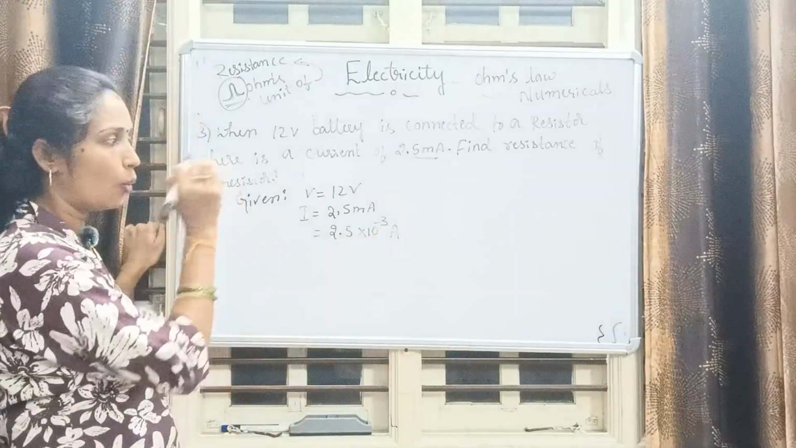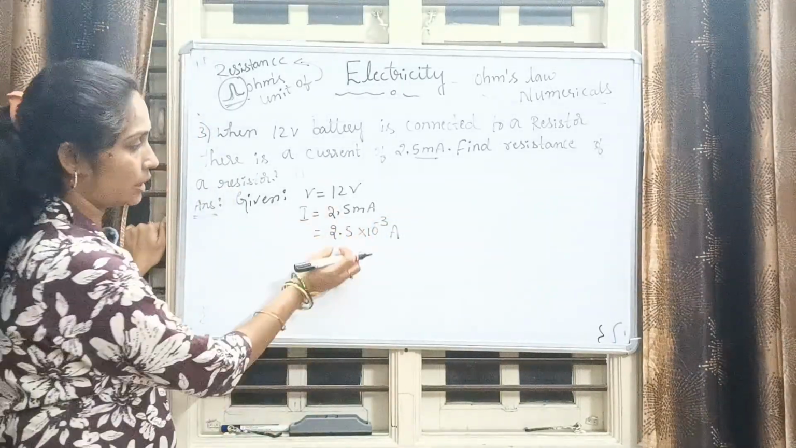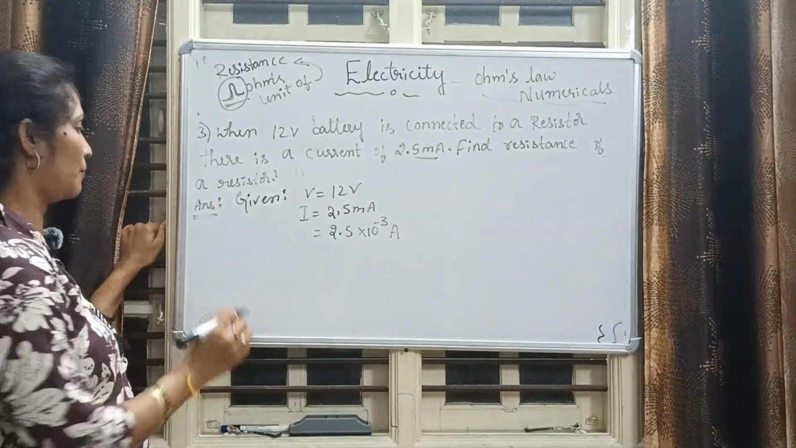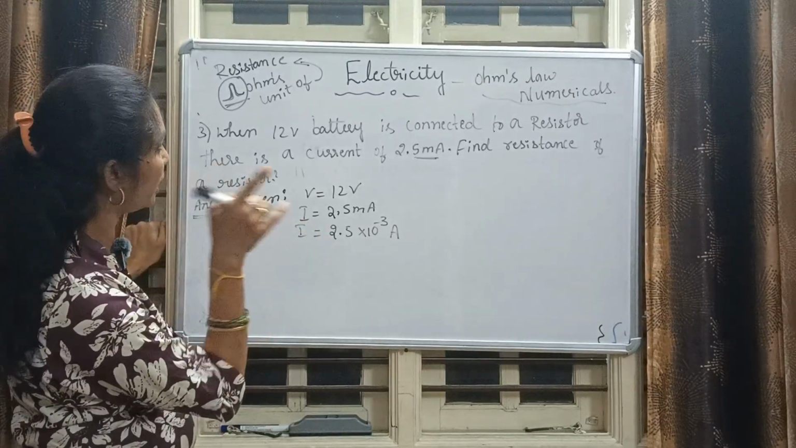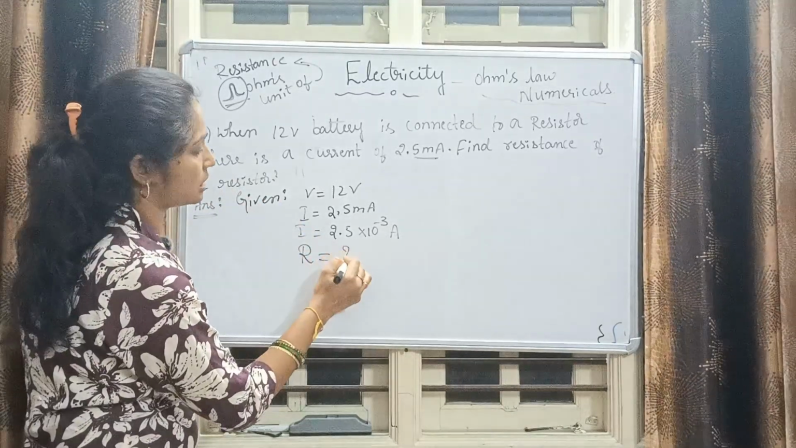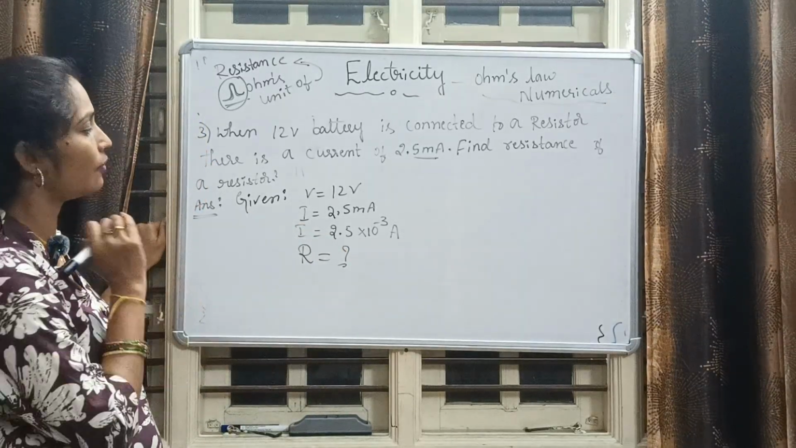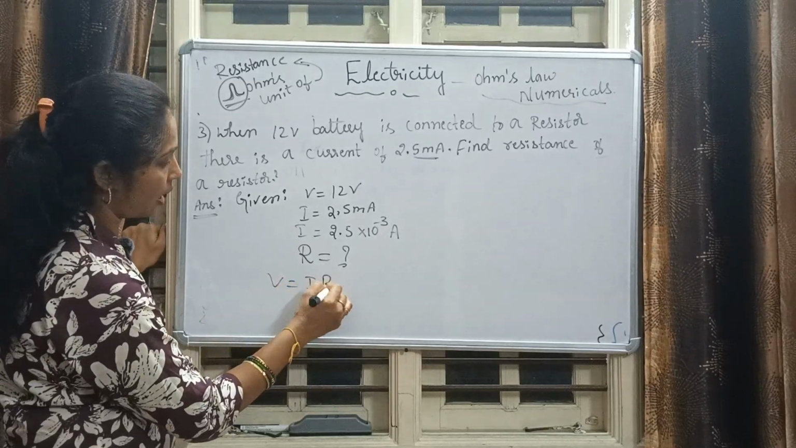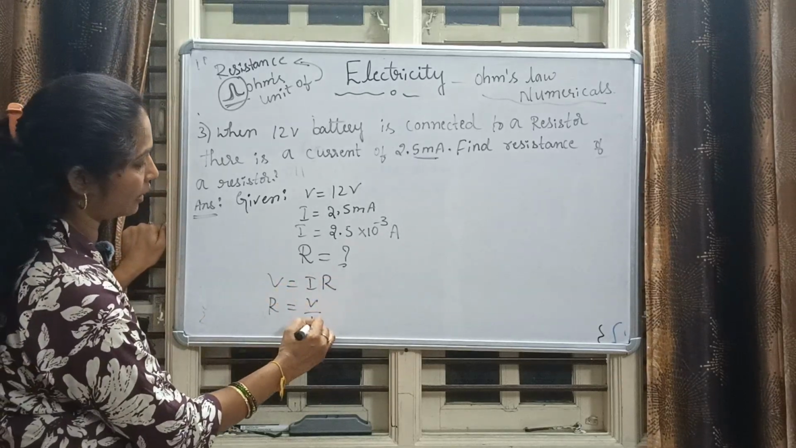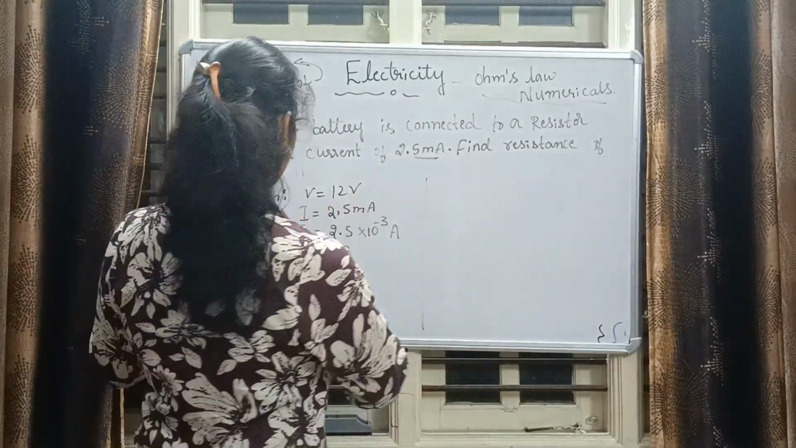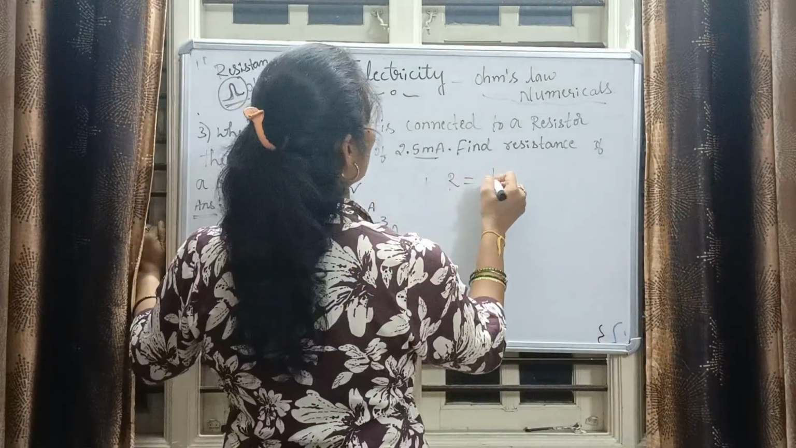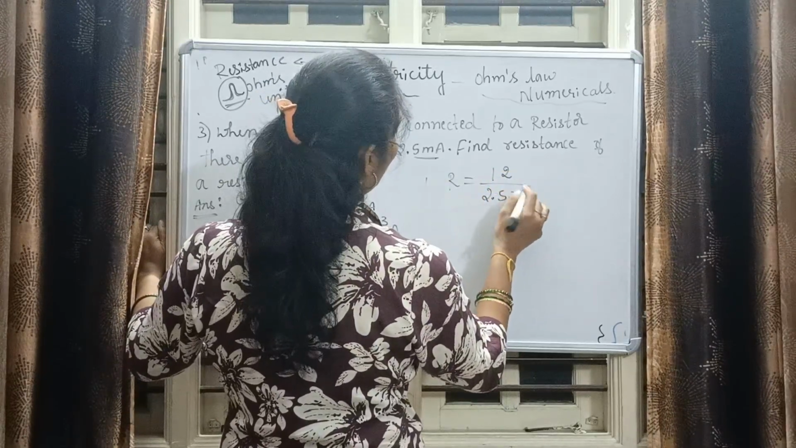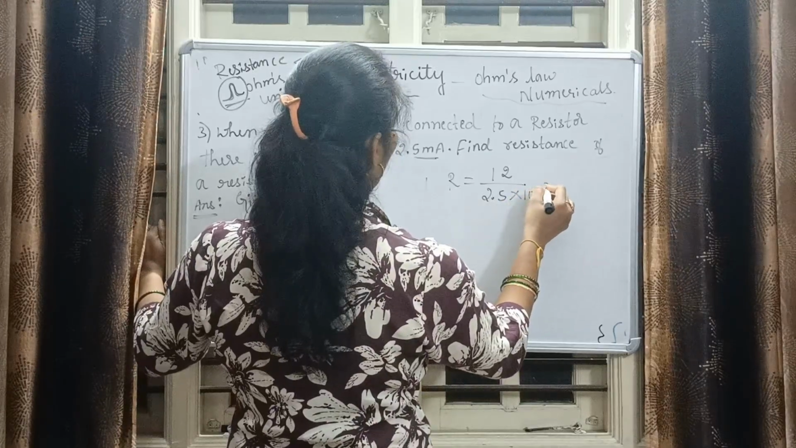minus 3. 1 milliampere means 10 to the power of minus 3, so whatever the current is there should get multiplied with 10 to the power of minus 3 ampere. This is your I, and what you need to calculate is the resistance of the resistor. Now V is equal to I into R, so R is equal to V divided by I. Means R is equal to, what is V, guys? 12 divided by I. How much? 2.5 into 10 to the power of minus 3.